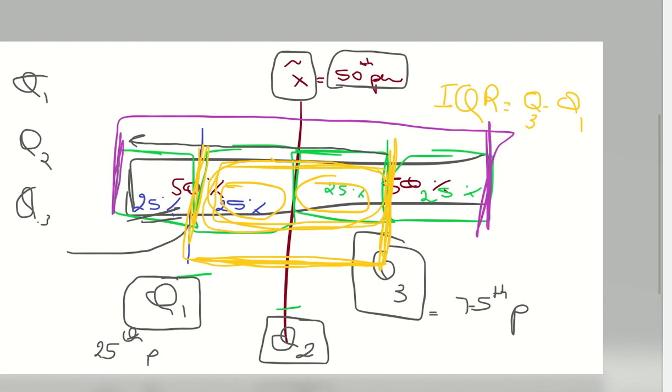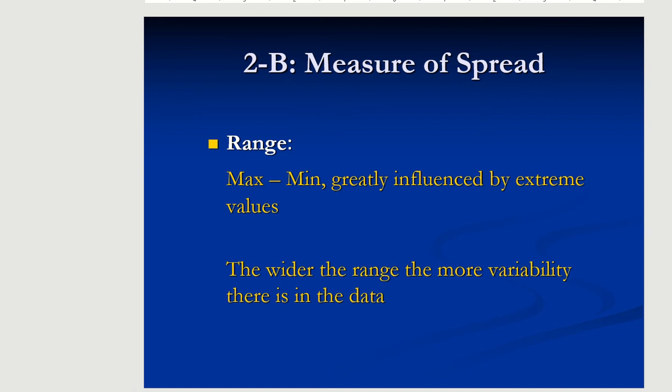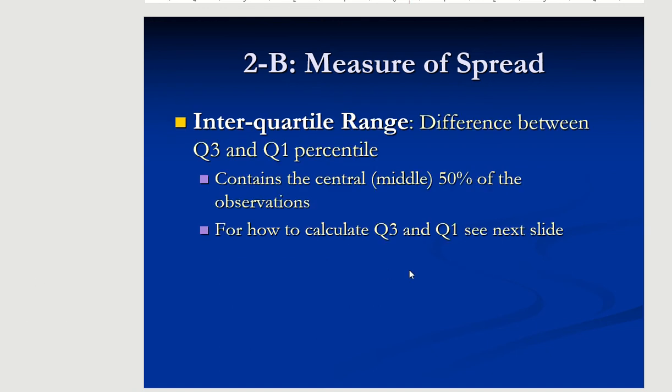So the interquartile range, if we go back to the slides, is the difference between Q3 and Q1. It contains the middle 50% of the data, and it's the distance between Q3 and Q1. So if the interquartile range is, let's say, for an exam, 15, we say that the middle 50% of the grades are spread over 15 units.